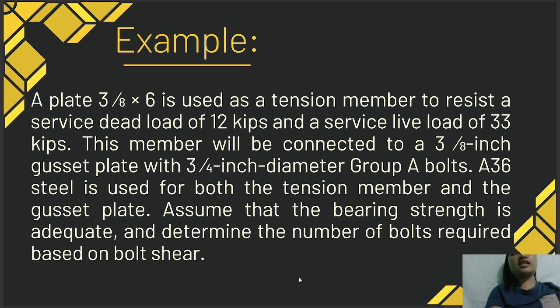Okay, so for the next example, a plate 3/8 times 6 is used as a tension member to resist a service dead load of 12 kips and a service live load of 33 kips. This member will be connected to a 3/8 inch gusset plate with 3/4 inch diameter Group A bolts. A36 steel is used for both the tension member and the gusset plate. Assume that the bearing strength is adequate and determine the number of bolts required based on bolt shear.